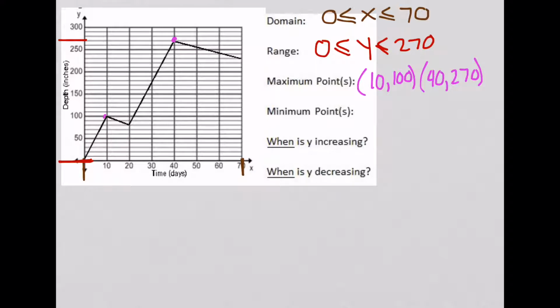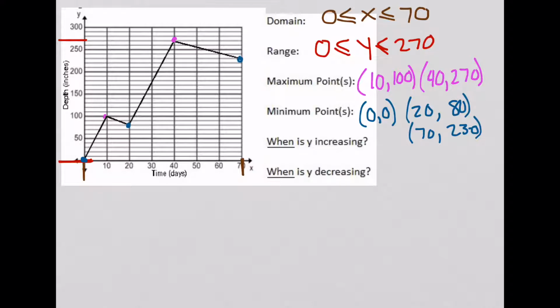Where is the minimum point then? Well, this one's going to have 3 because it's going to be the lowest point in the neighborhood. It's going to be at the very beginning, then at this little dip, and then at the very end again. So the minimum points for this problem are (0, 0) in the beginning when there was no snow, also at (20, ...) and then the last one will be at (70, 230).